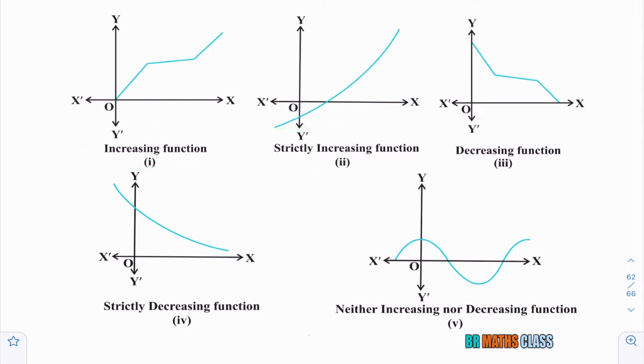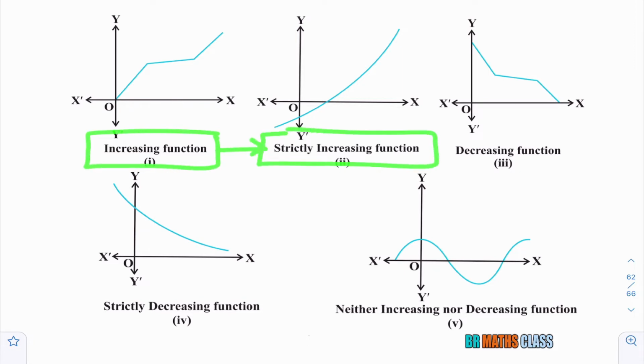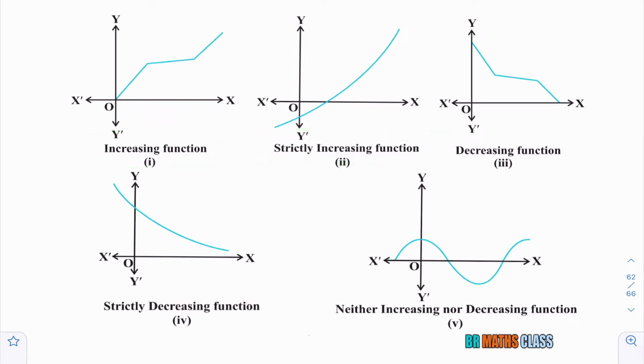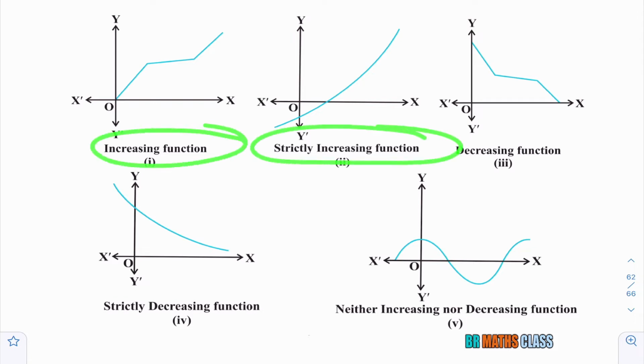Here one point I want to say: is a strictly increasing function an increasing function or not? Yes, a strictly increasing function is an increasing function. Is an increasing function a strictly increasing function? No, this is not correct. A strictly increasing function is an increasing function, but an increasing function is not a strictly increasing function. Okay, and when I explain the definition, you will come to know more clearly what is the difference between strictly increasing function and increasing function.